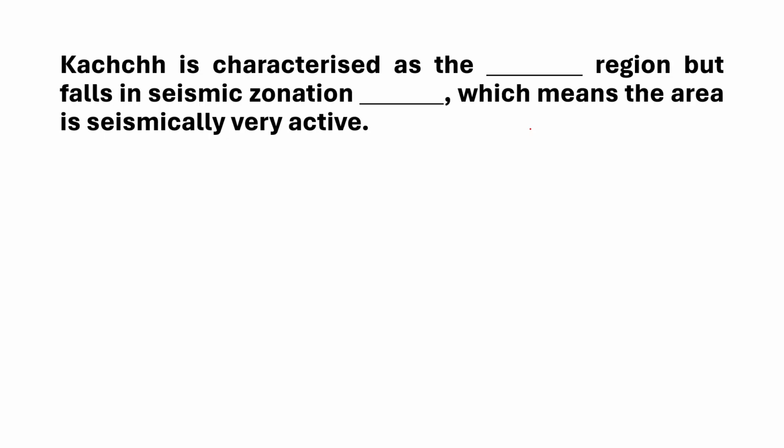I'm leading you to the answer, so those who know, you can give me the answer. In seismic zonation, what number does Kutch come in, which tells you that it is seismically very active? This is a very straightforward question. If you know what seismic zonation is and how that scale is, you can understand this. Yes, so the answer is 5. It is a stable area considering its position, but because of the earthquake events due to the faults present there, it comes under seismic zonation 5.